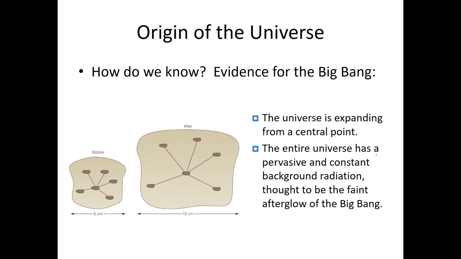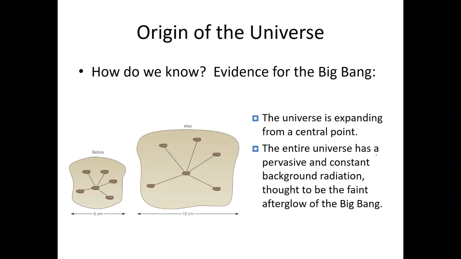Well, the evidence for the idea that the universe is expanding from a central point came from the Hubble telescope. Now, the Hubble telescope was named after Edwin Hubble. Edwin Hubble was an astronomer who thought, if this Big Bang theory is correct, then all the galaxies in the universe should be moving as space expands, as the universe is expanding.